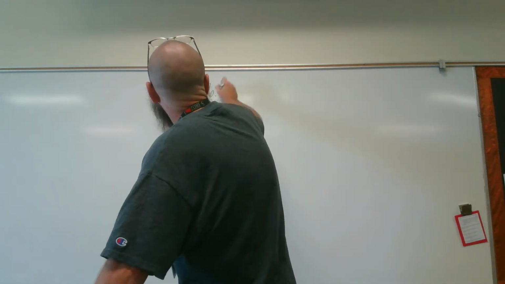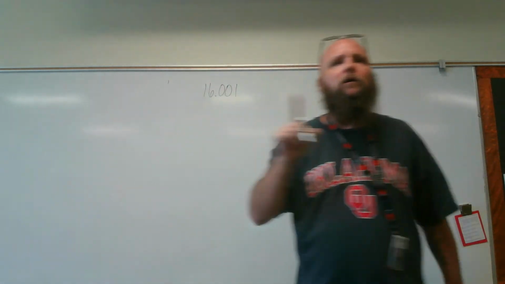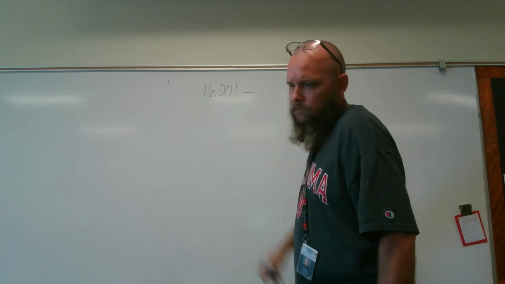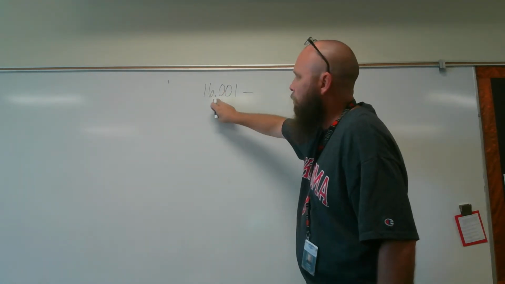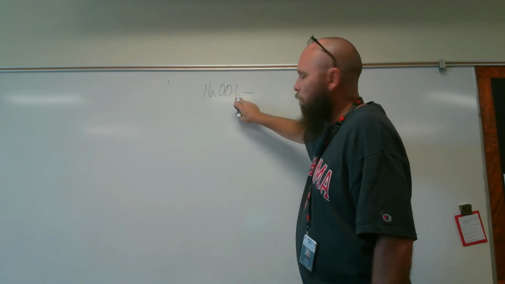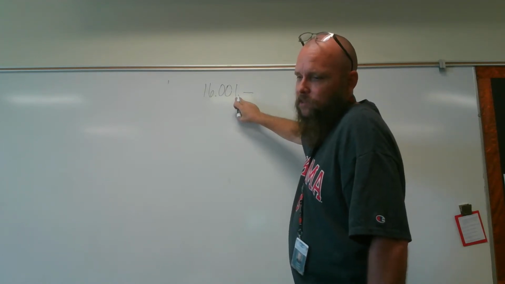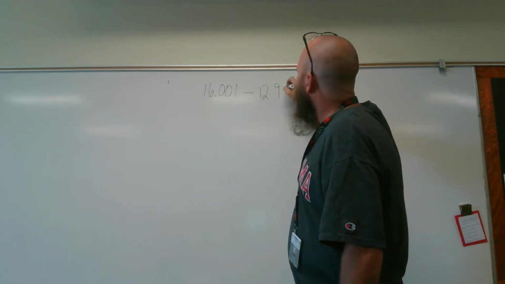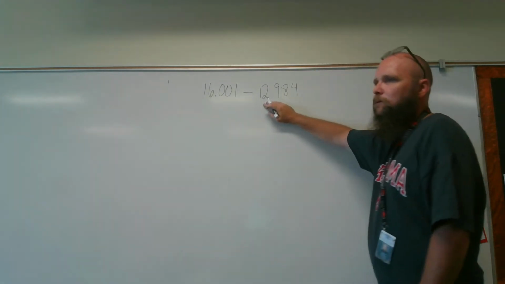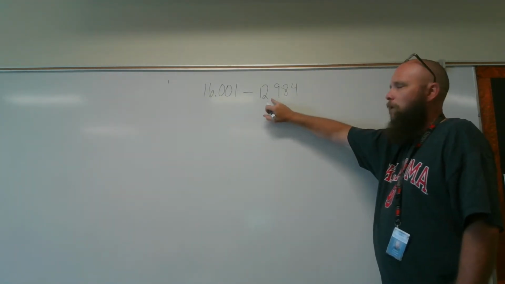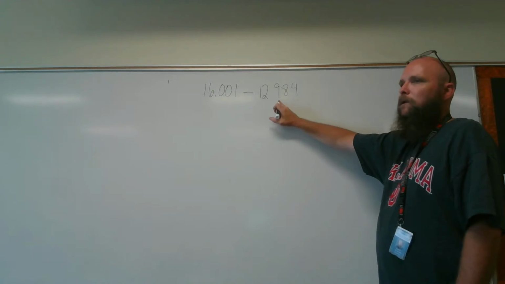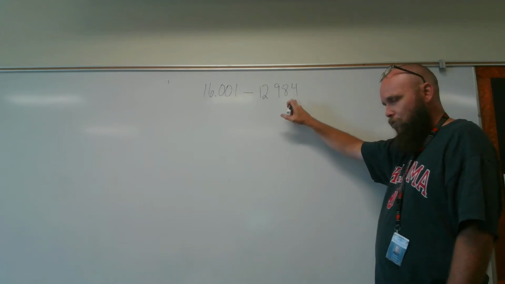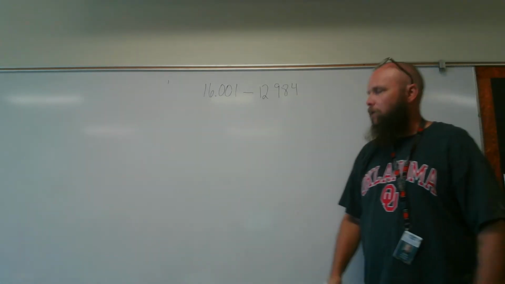We have 16. Let me call on Mia. How do you say this number? 16 and 1. What place value is the 1 in? Thousandths. 16 and 1 thousandths. So subtract 12. And Brooks, how do you say this number? 12 and 184 thousandths. Brilliant.